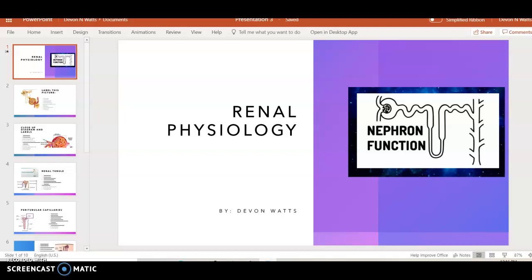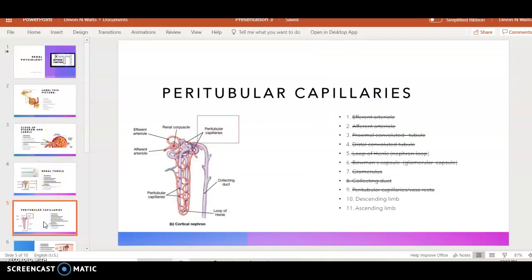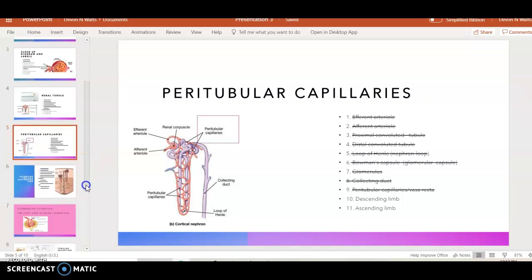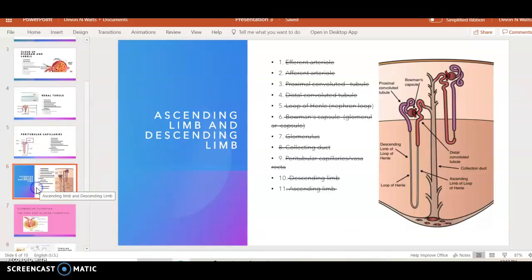Hello, this presentation is on renal physiology. And so the first most important is the labels of the nephron. And all of the nephron is labeled in this slide.